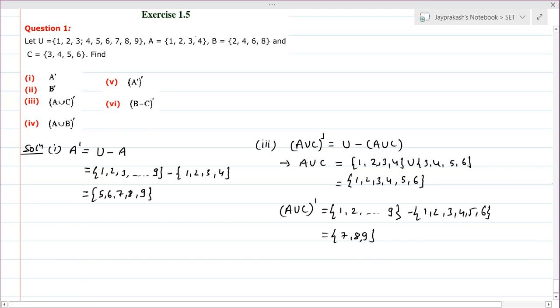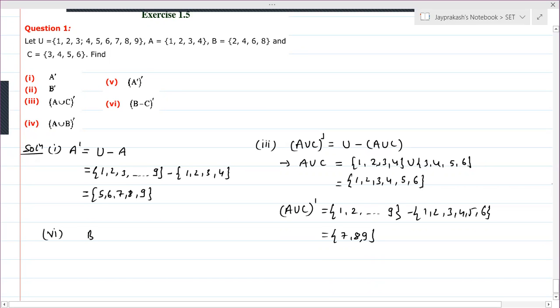Whenever a union complement or intersection complement is given, before finding the complement you need to find the union or intersection of the two sets. In the same way, in question number 4, you need to find A union B, then the whole complement. If we talk about question number 6, that is B minus C complement, before finding the complement we need to find B minus C.